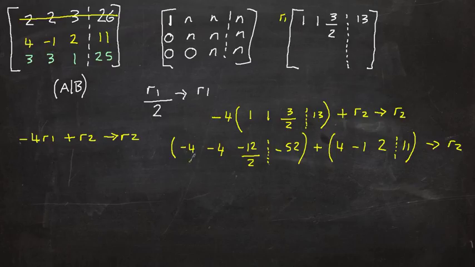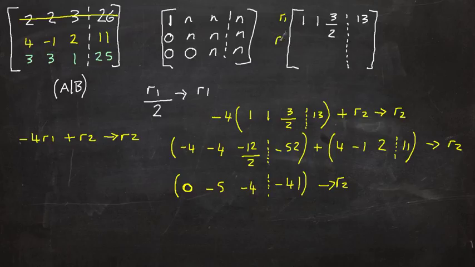So with matrices, you have to add them element by element, of course. So minus 4 plus 4 is 0. Minus 4 plus minus 1 is minus 4 minus 1, which is minus 5. Minus 12 over 2 is just minus 6. So minus 6 plus 2, it becomes less negative. So minus 6 plus 2 is minus 4, and then we've got minus 52 plus 11. Well, 52 take away 11 is 41. Minus 52 plus 11 is minus 41, and that goes into R2 as the new row 2.